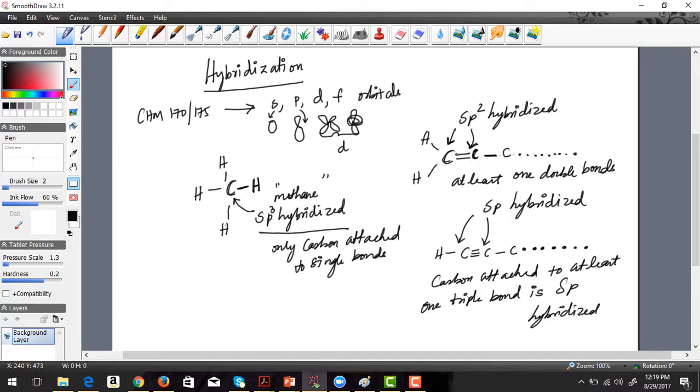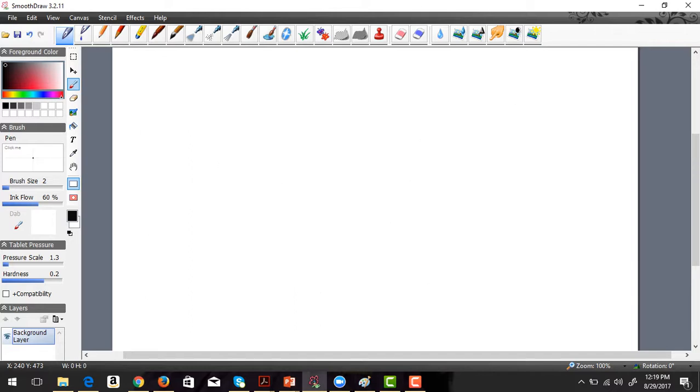Here is what I do want to say: the question of planarity comes into place. Let's say we have a compound, because that has a lot of meaning in the real world. Is a compound planar or not?